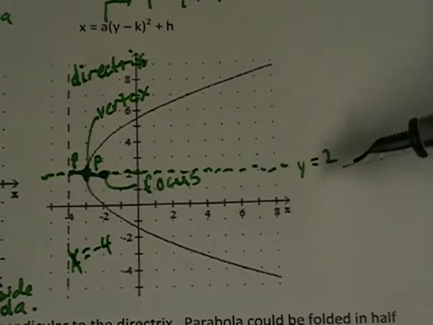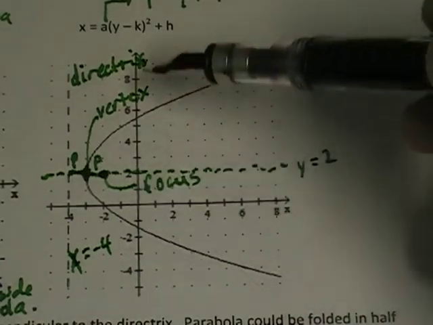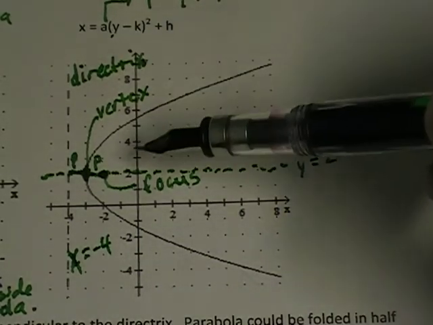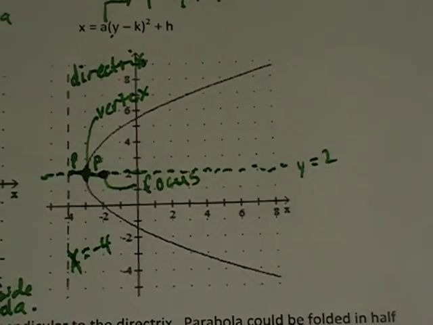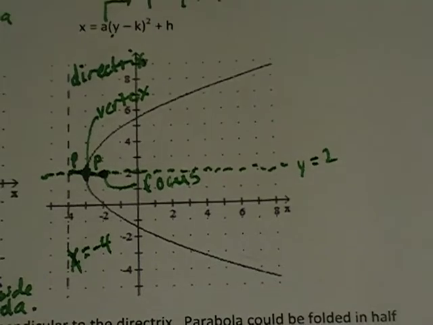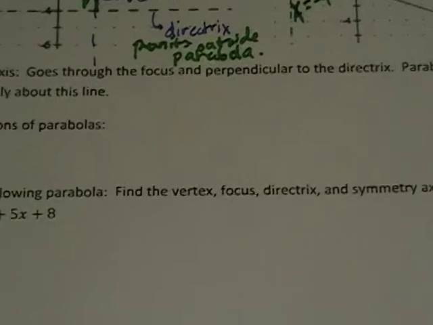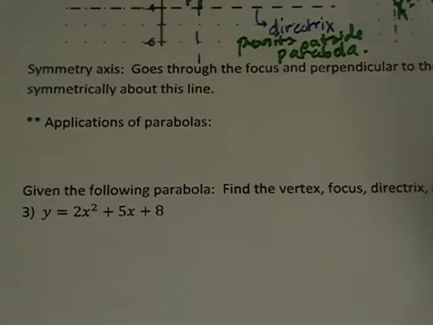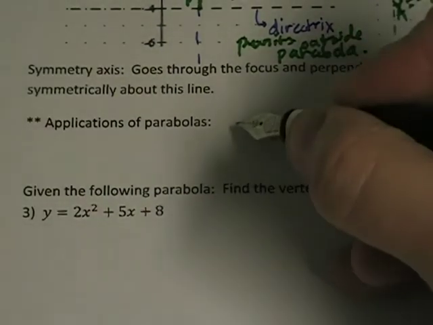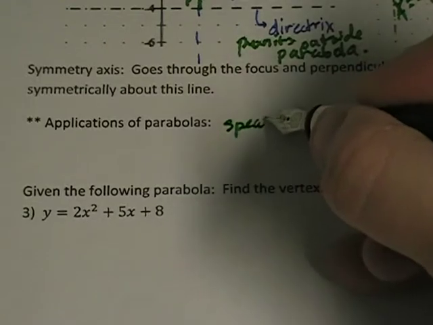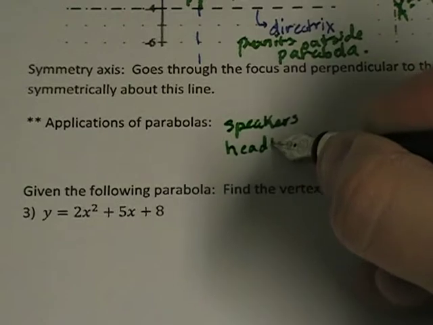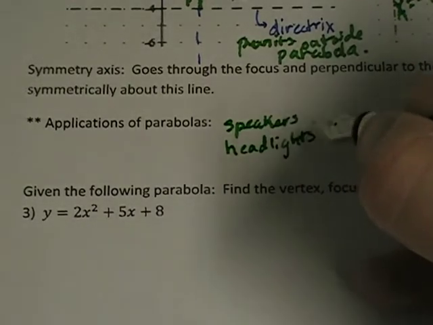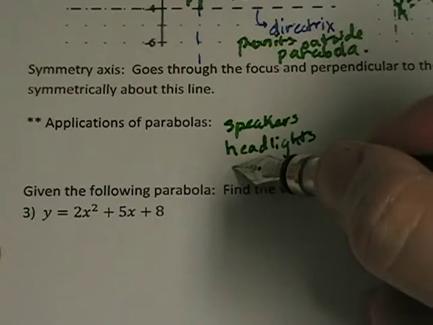So we can write an equation for this. And if we know the A value, we can find this distance and we can find this distance. So we're going to practice that. We're going to take this information and practice it, okay? So before we do that, I just want to talk for a second about applications of parabolas. Parabolas are used for a bunch of things. Speakers, headlights on your cars and your flashlights and anything like that. Satellite dishes.